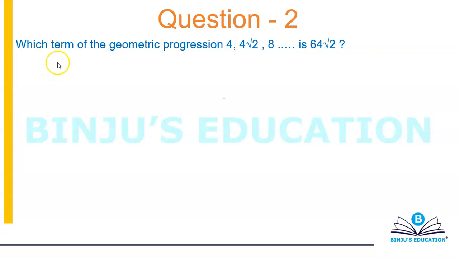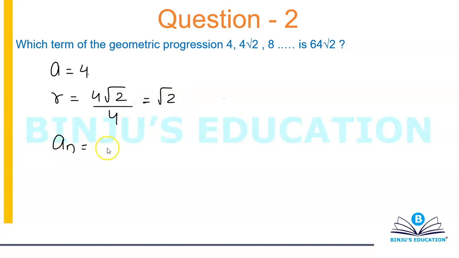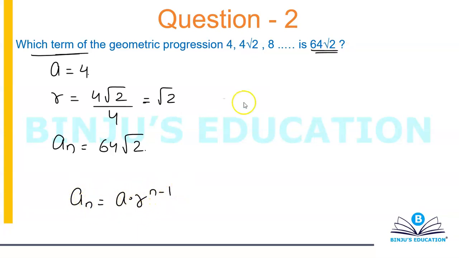Now in this case, the first term is given as 4. I have to calculate the common ratio, so that will be the second term divided by the first term, which will be equal to root 2. And the nth term is 64 root 2, because it says which term is 64 root 2, so that's the nth term which we are supposed to calculate. Now I know that the nth term is equal to A into R to the power n minus 1. That is 64 root 2 is equal to 4 into root 2 to the power n minus 1.